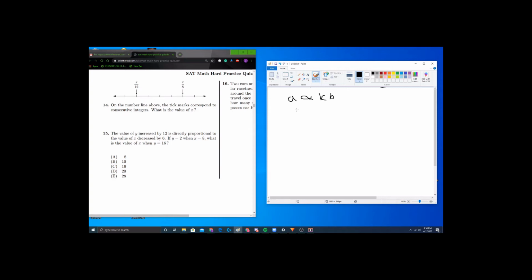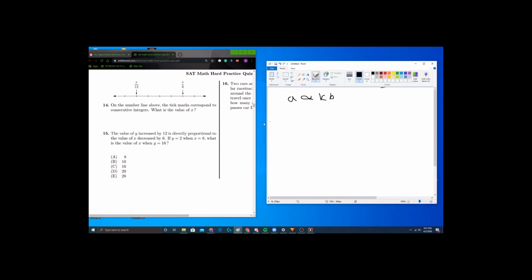For example, let's say k was equal to 3. So a is going to be proportional to 3b. So for example, when b is equal to 1, a has to be equal to 3, because 3 is equal to 3 times 1. When b is equal to 2, a has to be 3 times that of b, so a is going to be equal to 6. So now we've got that out of the way.